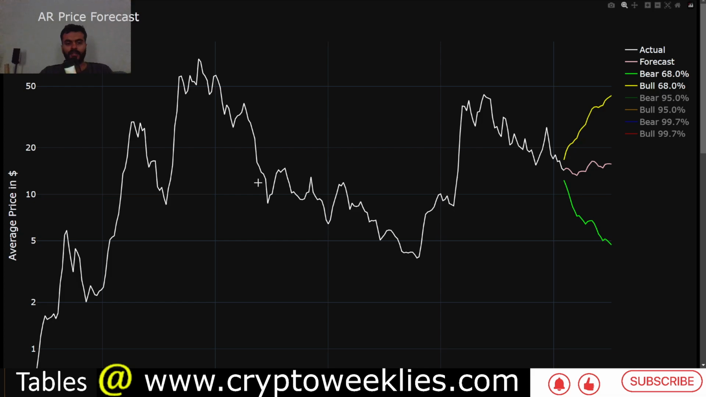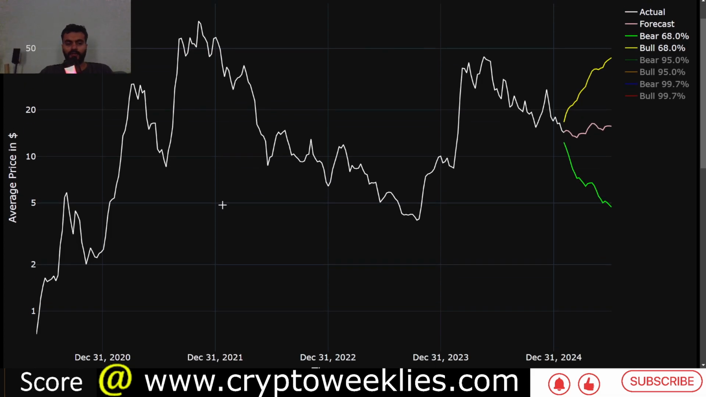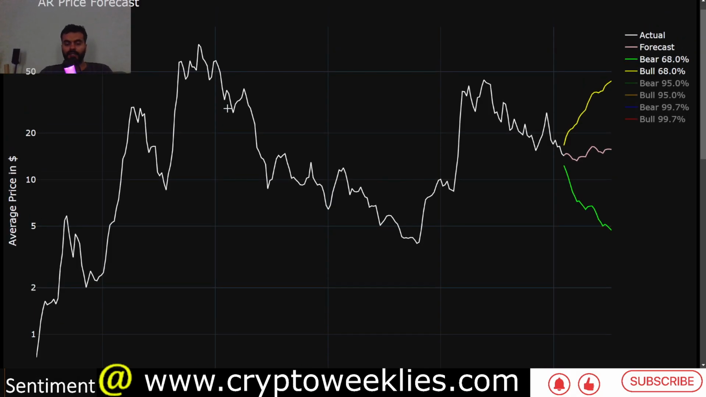So this is the machine learning based price forecast. This machine learning algorithm was trained on the weekly price of Arweave and its token AR, using techniques such as seasonal ARIMA, LSTM, and XGBoost. The machine learning model has provided three scenarios: the bull case, the bear case, and the base case.